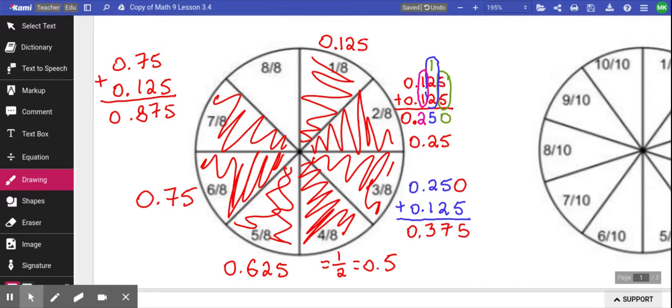The last one is 8/8. I know 8/8 is 1. That's how I would convert fractions into decimals, adding up the small value, which I know.